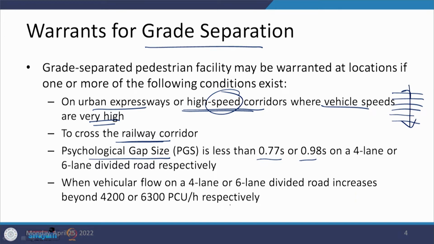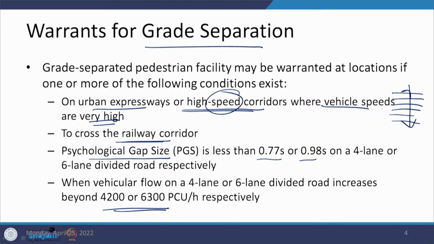This is also being transformed into the vehicular flow, because it is easier to count or calculate the vehicular flow on a particular road, and it says that if it is beyond 4200 or 6300 PCUs per hour for the two categories of the roads, then also we should go for a grade separated system. So, this is how we need to look at it.